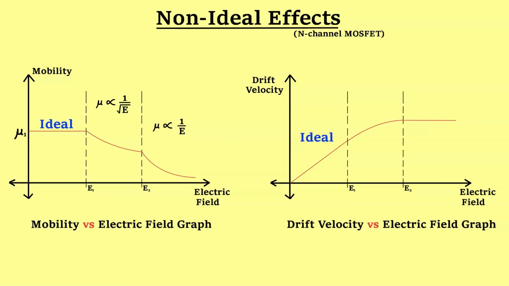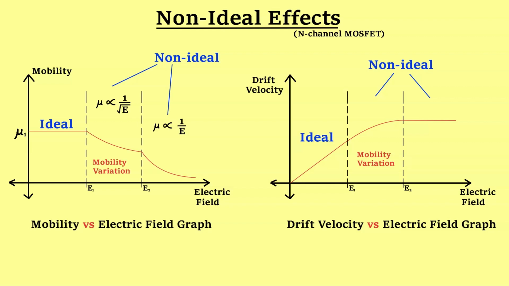These two simple graphs are actually divided into three regions. If we try to relate it with MOSFET operation, then this particular region can be said to be representing the ideal behavior, and these two non-ideal regions will be considered separately in the non-ideal effects of MOSFET. This will be considered mobility variation, and this region will be referred to as velocity saturation. Let's start this lecture with the next non-ideal effect, which is mobility variation.